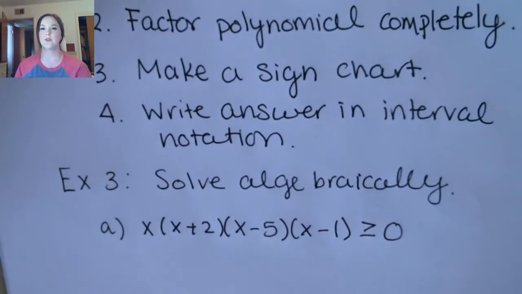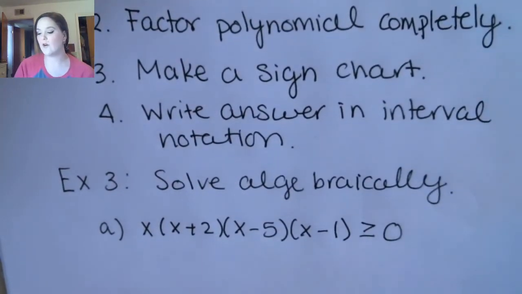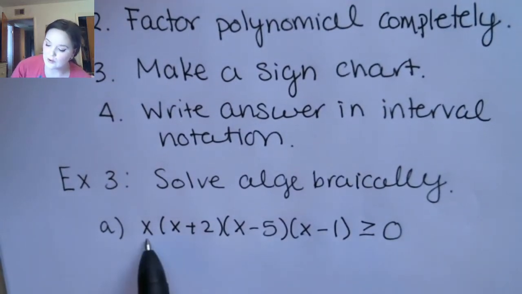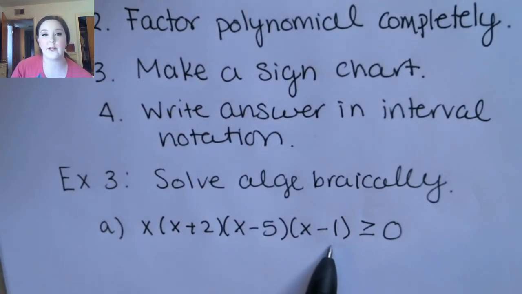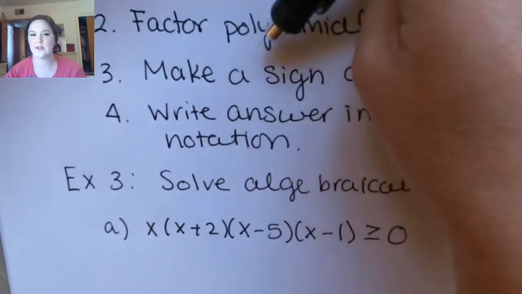Okay, so in this example, the first two steps are really done for us. We have all of our terms on the left here, right? That's what we mean by standard form. You want everything on the left and you want the right side to just be 0. And then you also have this polynomial already in factored form. So those parts are really done for us.